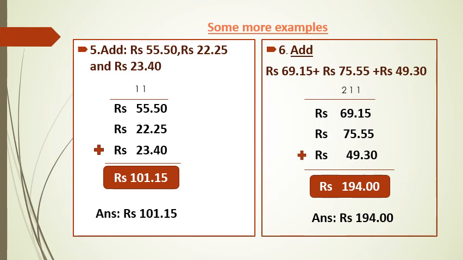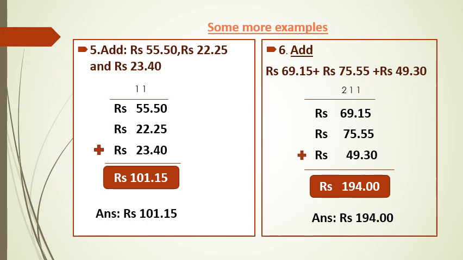So we are going to write 10 over here, but 0 is in tens place and 1 is in hundreds place. So what is the answer of this sum? The answer is rupees 101.15, or we can say this is 101 rupees and 15 paise, or rupees 101 and 15 paise. All right.